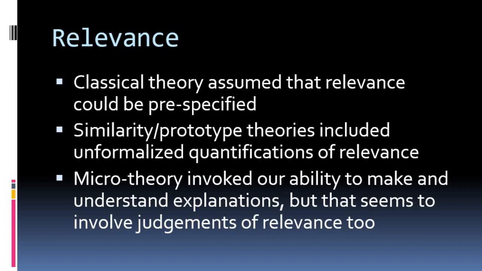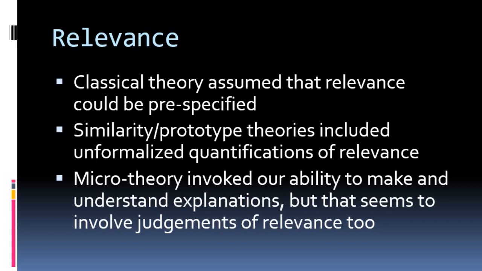Similarity and prototype theories acknowledge that relevance is part of our categorization practices. They built it right into their formalisms. They had a little f, a function that says how relevant given features are. But then we noticed that that's a homunculus. That's a very intelligent thing that you do, working out what's relevant and what's not relevant, and therefore they hadn't fully formalized their theories.